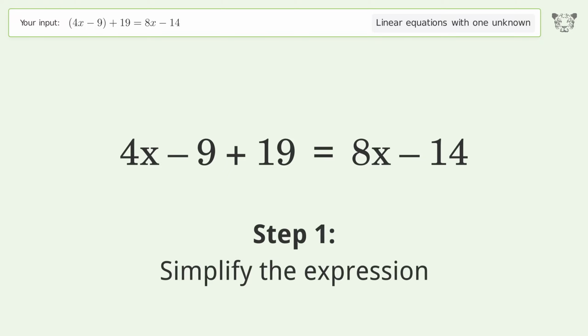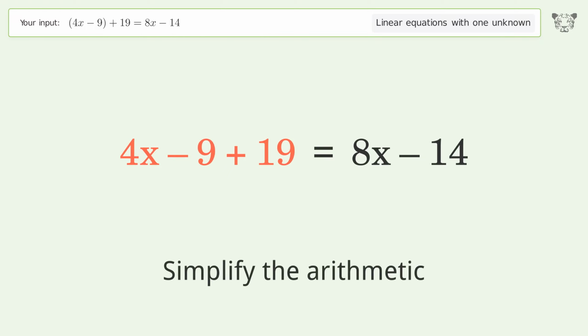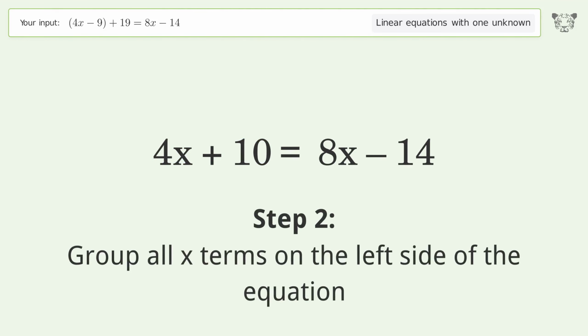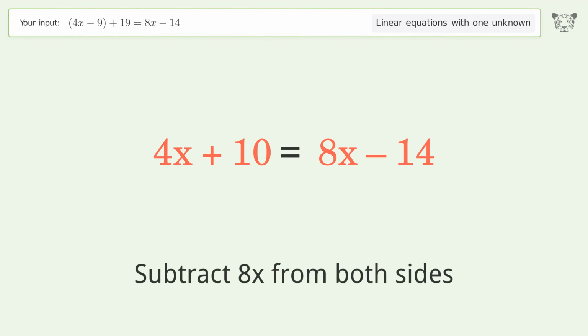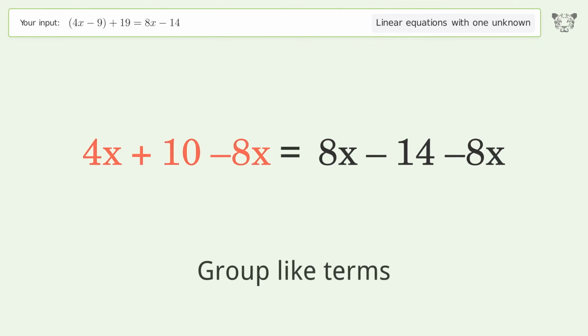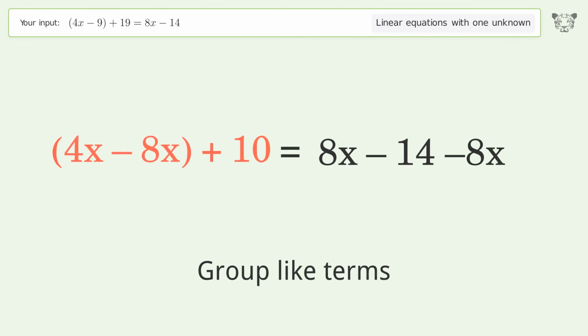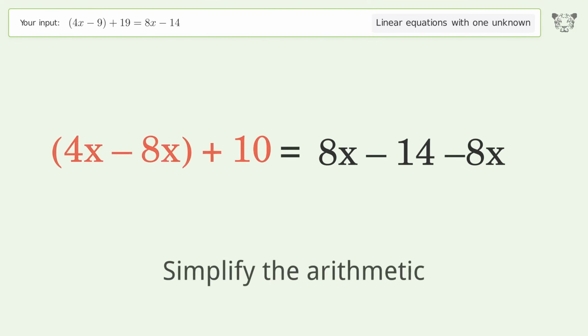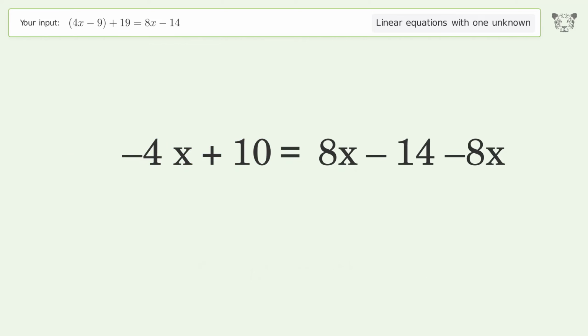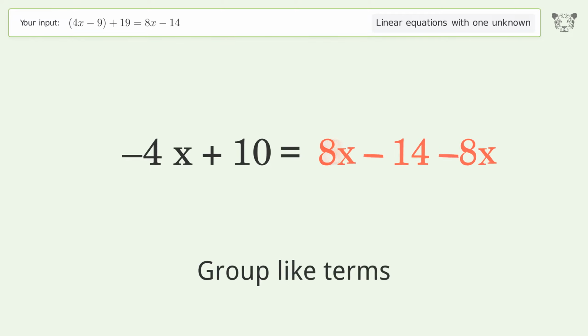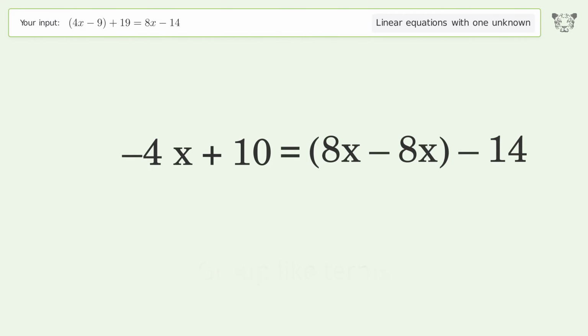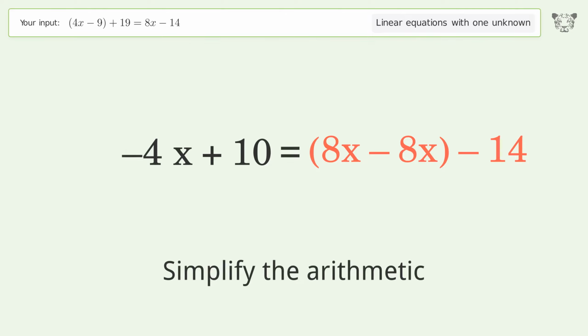Simplify the expression. Simplify the arithmetic. Group all x terms on the left side of the equation. Subtract 8x from both sides. Group like terms. Simplify the arithmetic. Group like terms. Simplify the arithmetic.